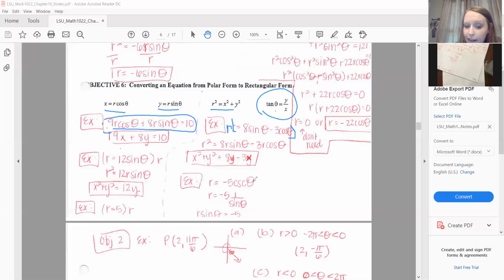This one used the cosecant. So for this one first, I had to put in a sine, right? So 1 over sine, but I need the sine to be over here by the r so I can change it to a y. So multiply by sine on both sides. I got r sine theta equals 5, and now this is y. So my answer here on the paper would be y equals, I'm trying to do it with the mouse, negative 5.